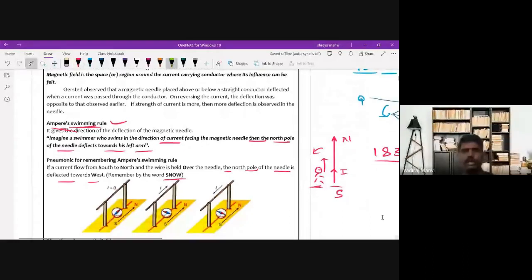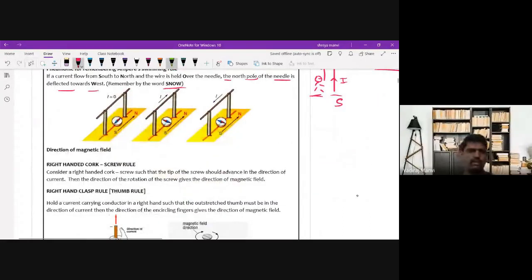Then one more scientist, Cork, gave one more rule. It is called the screw rule. Imagine if I take a screw like this. This is the head of the screw, and this is the tail or tip of the screw.